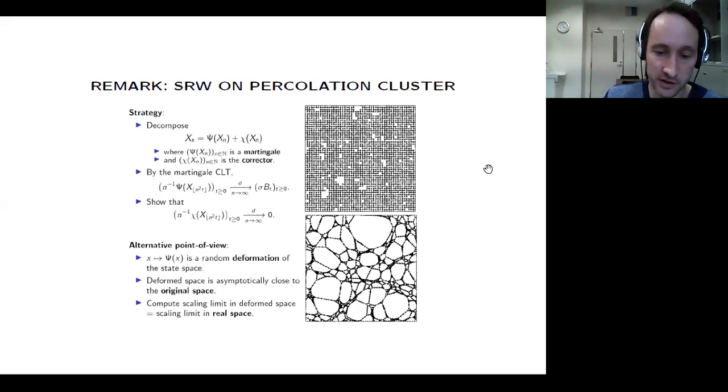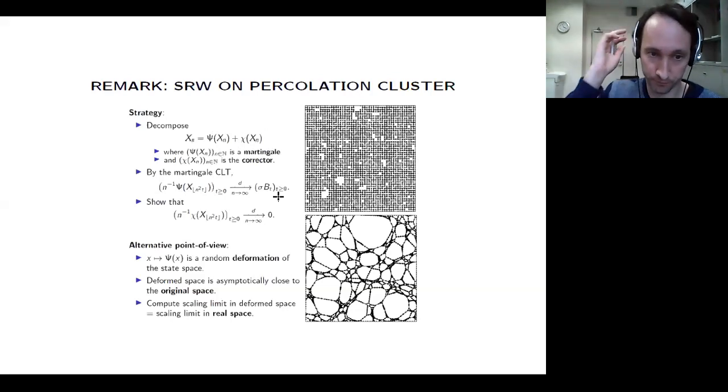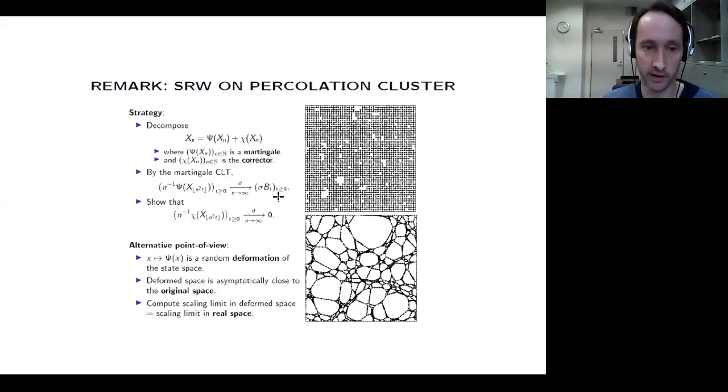And so the basic strategy for proving the diffusiveness of this is to write the random walk in terms of a martingale part and a corrector part. The martingale is then the standard machinery for showing martingales converge to Brownian motion, which can be applied. And often the more challenging part of the question is to show that this corrector term, the part that's left over, vanishes. And so that's the basic strategy.